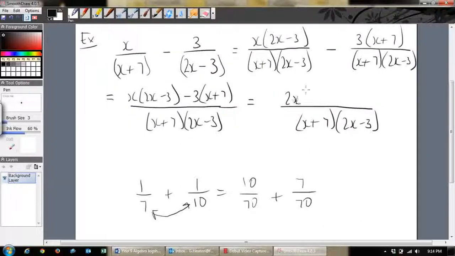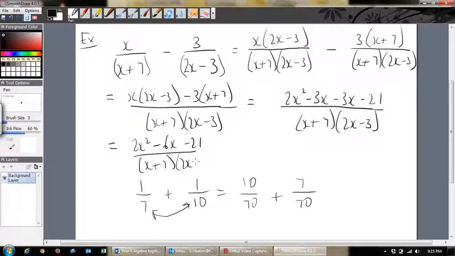x times 2x is 2x squared. x times negative 3 is negative 3x. Negative 3 times x is negative 3x. And negative 3 times positive 7 is negative 21. Okay, and simplify, we've got 2x squared minus 6x minus 21 all over x plus 7, 2x minus 3. And that's as far as you'd want to simplify, so that is your answer there.